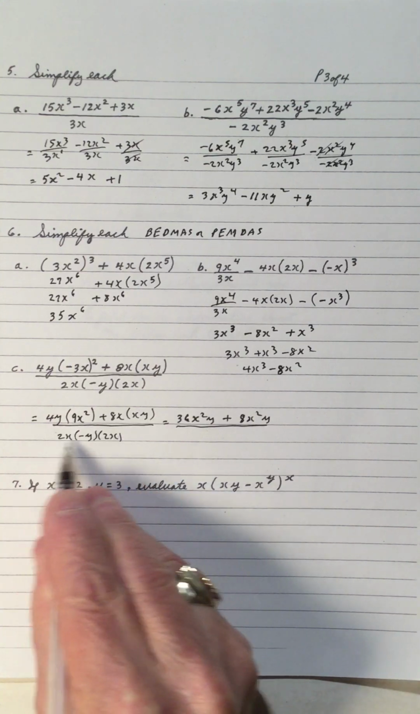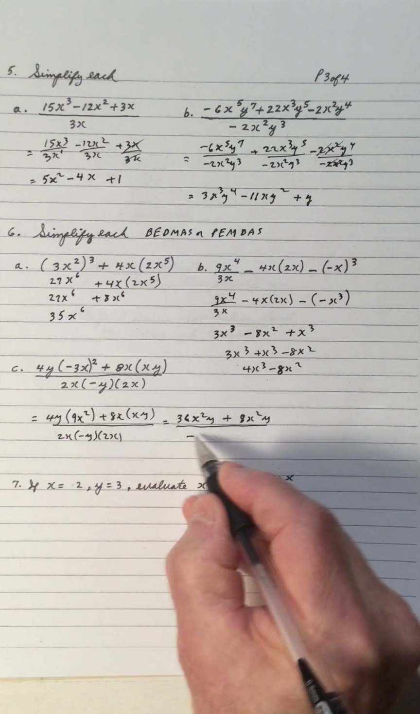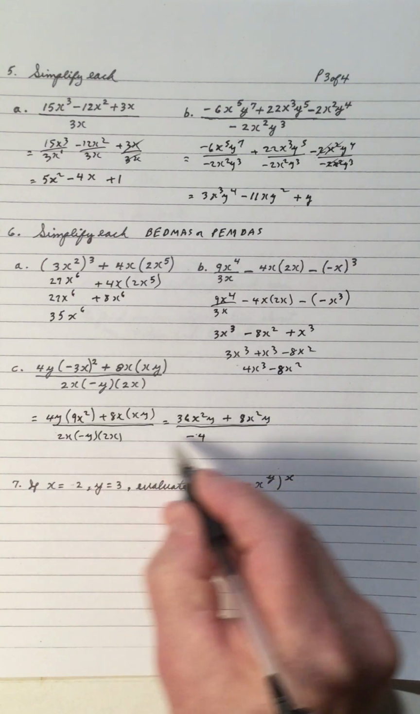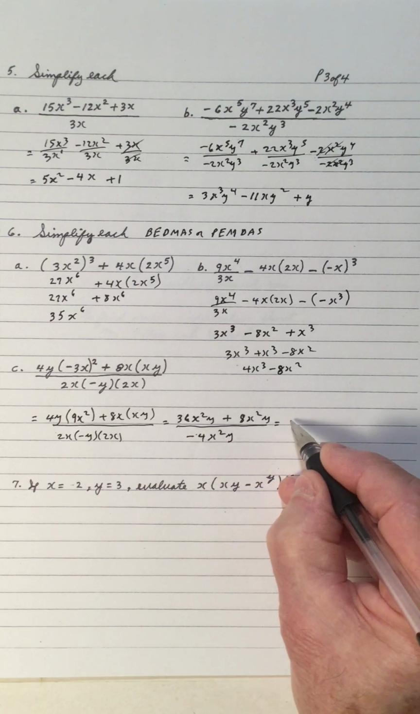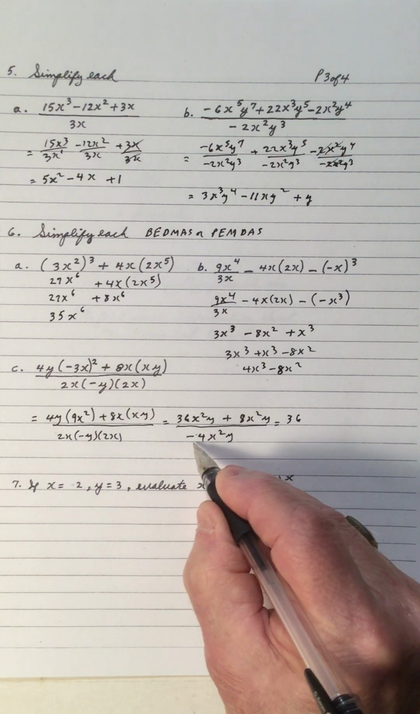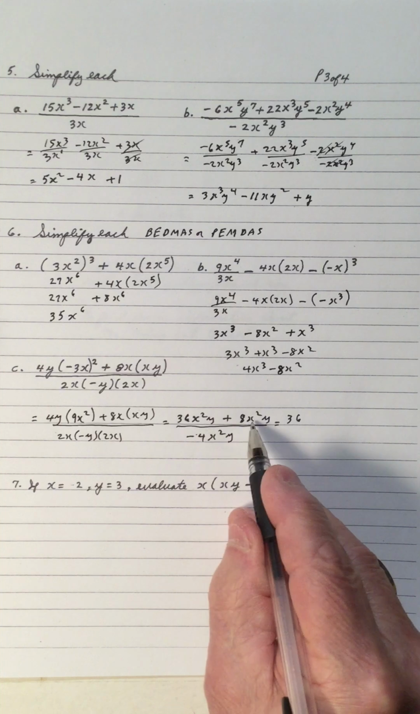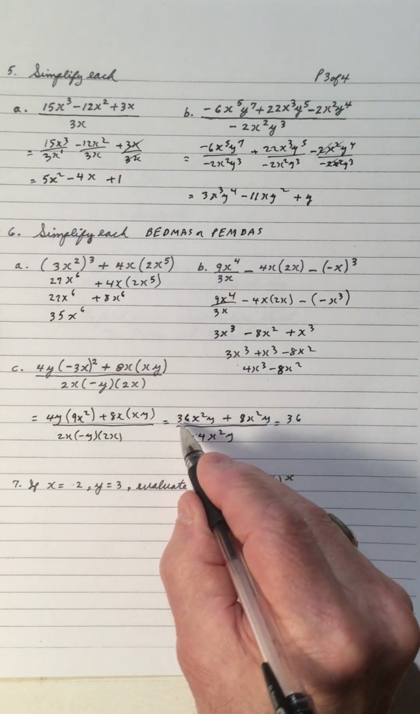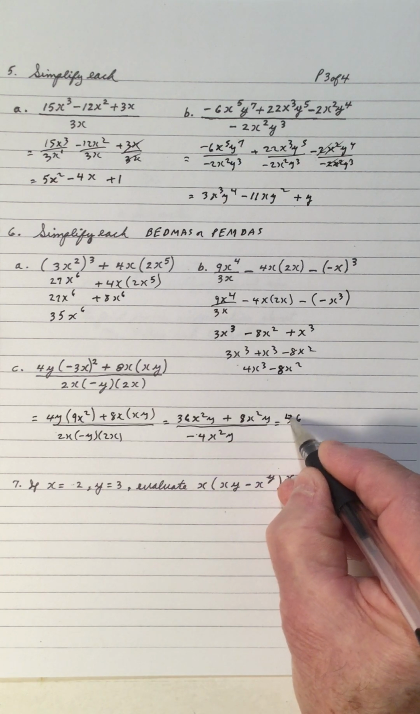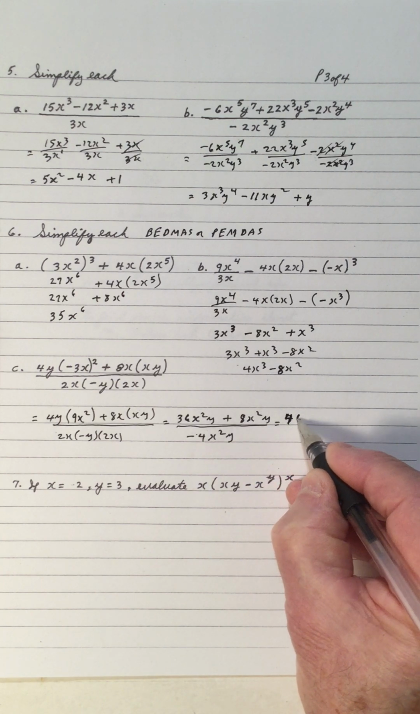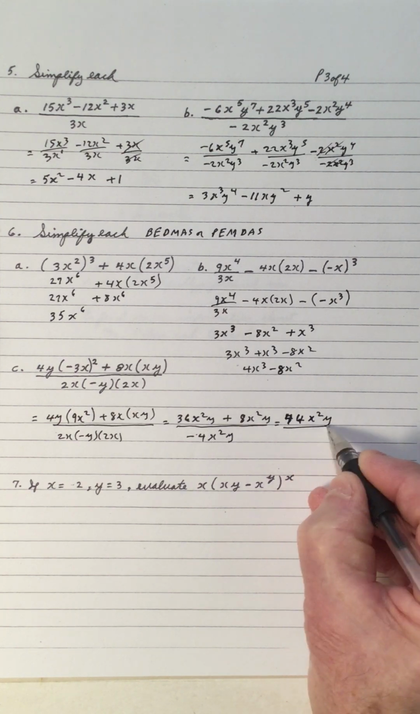Now I multiply the denominator, so it's a negative. 2 times 2 is 4. X times x is x squared y. And when we divide here, we divide negative 4x squared y. Now, these are the same, so I could, if I want, add these up first. So that gives me 40, I add them first, 44 x squared y.